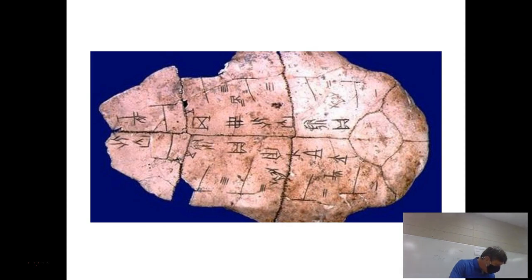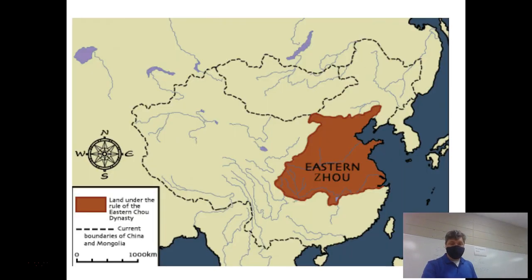Here is the bottom of a tortoise shell. I need to flip this image, but it has early Chinese script on it. The Chinese written language is much more complex than the Latin language, which today is kind of a hindrance. But the Chinese were writing much earlier than people in other parts of the world. And here is a map of the Zhou dynasty. You can see it's bigger than the Shang, but it's still China, it's the same place.